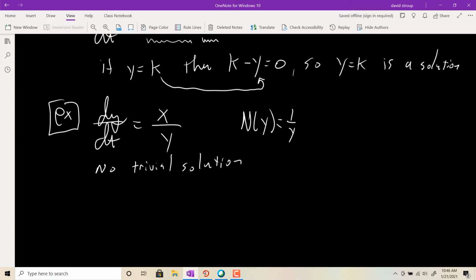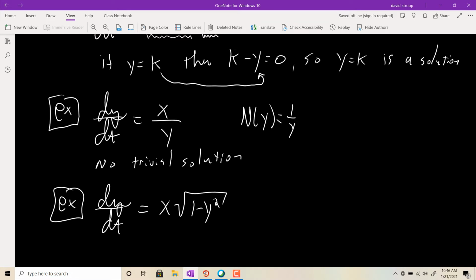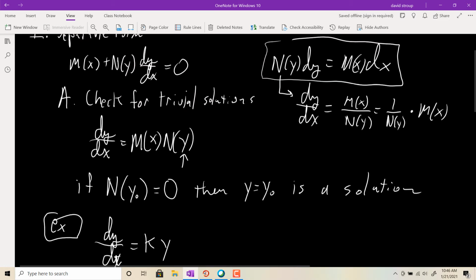Here's another example: dy over dt equals x times the square root of 1 minus y squared. And here you've got two trivial solutions. You can have y equals 1 or y equals -1 as solutions. But it's not really going to come up.